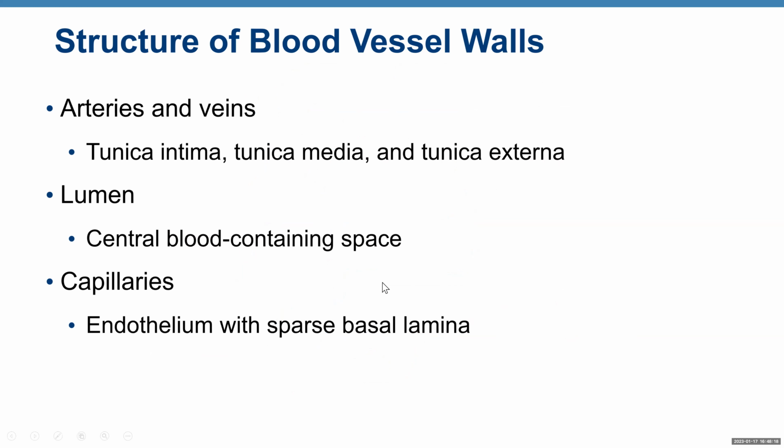Structure of the blood vessel wall. Arteries and veins have three tunics: tunica intima, the deepest tunic, tunica media, and tunica externa on the surface of blood vessels. The lumen is the central blood-containing space. Capillaries are made of endothelium with sparse basal lamina.